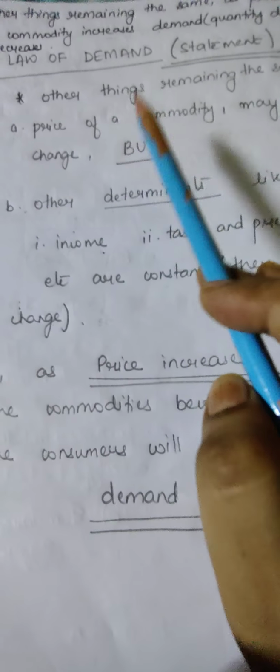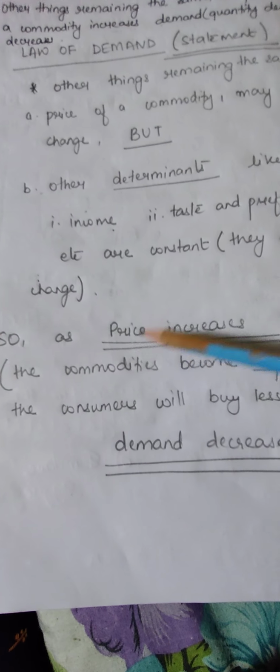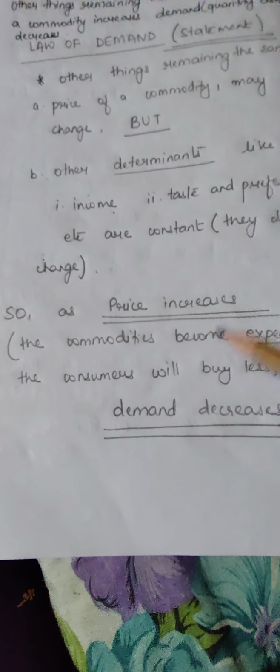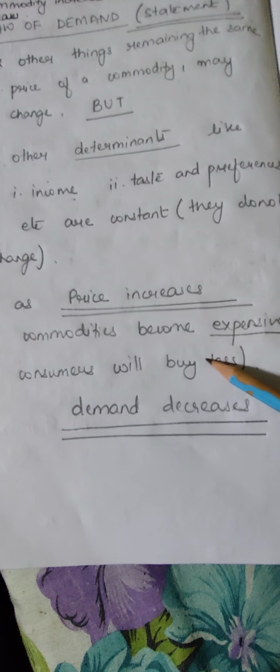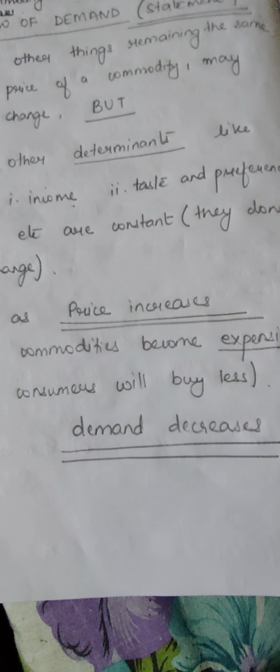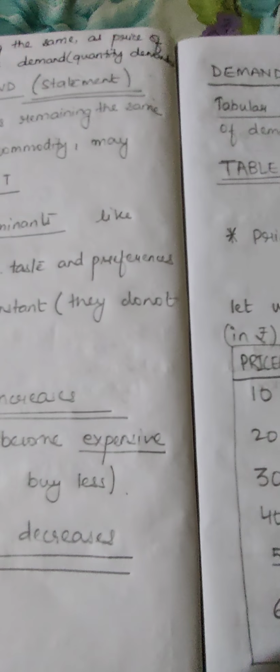All right, and what is the change like? The change is like this. Price increases. What happens? The commodity will become expensive and the consumer will buy less. Therefore, demand will decrease, and vice versa will also be true. So this is the law of demand.